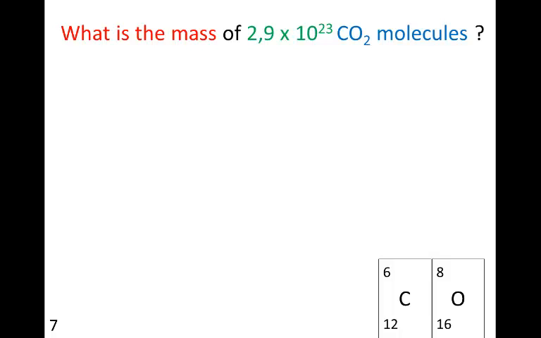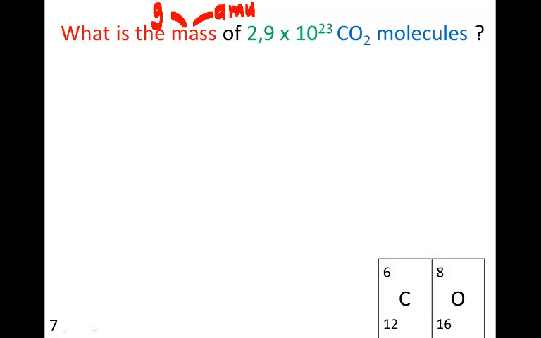What is the mass of 2,9 times 10 to the power 23 carbon dioxide molecules? Now let's do it again in two different ways. One, let's take the mass as grams, and another way, let's do it with the mass being AMU, because it wasn't specified, so let's calculate both.